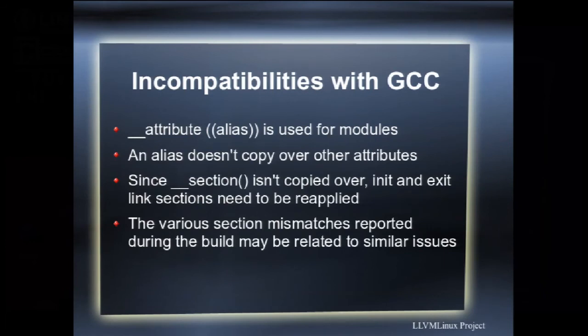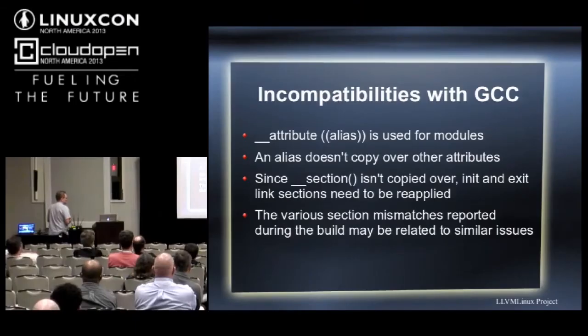There are some other incompatibilities that go a little bit further, and they're a little bit harder. One of them is attributes, which again is an extension. A lot of the attributes are the same between the two compilers. However, there are some slight differences that can cause problems. When it comes to modules, for instance, we alias the init and exit code. That's how it works when we're doing out-of-tree modules. The problem, unfortunately, is that other attributes associated with those symbols are not aliased over at the same time, so things like the link section.